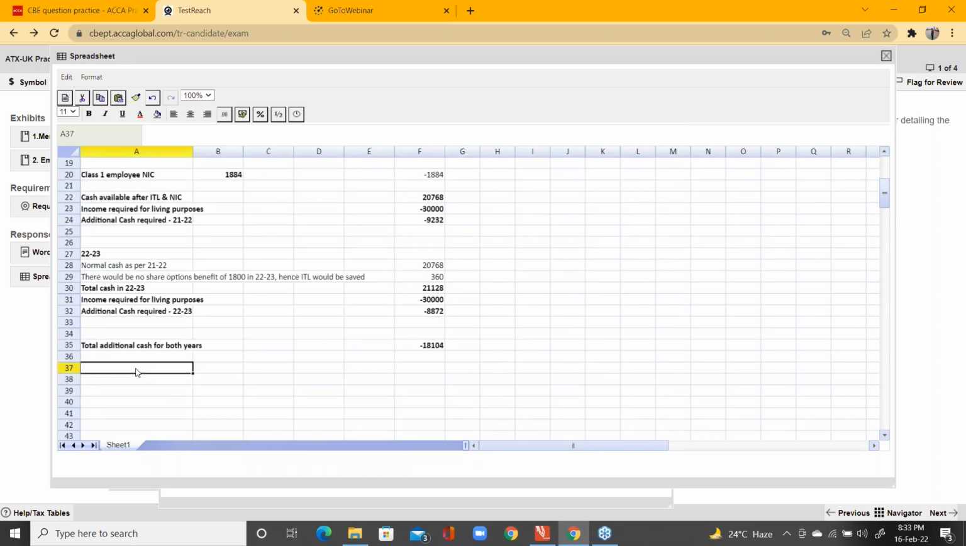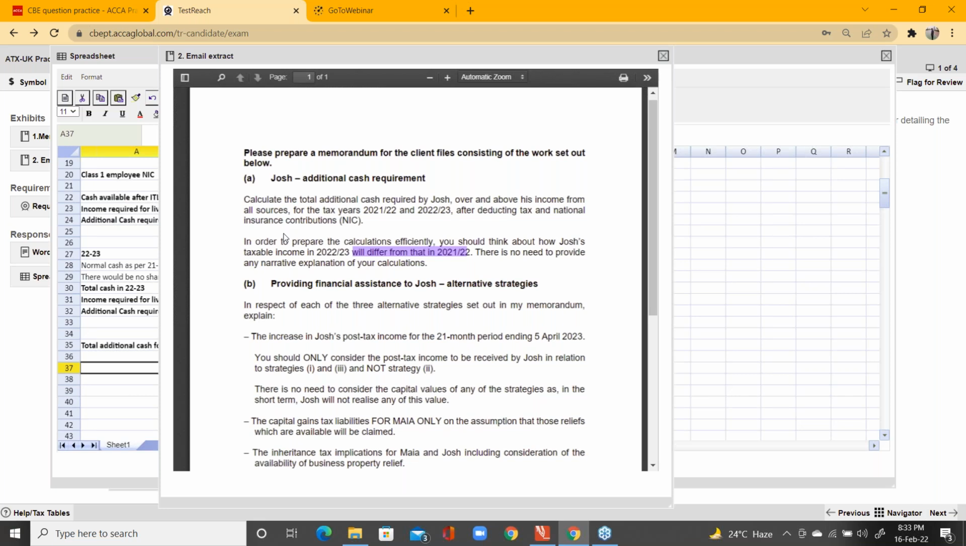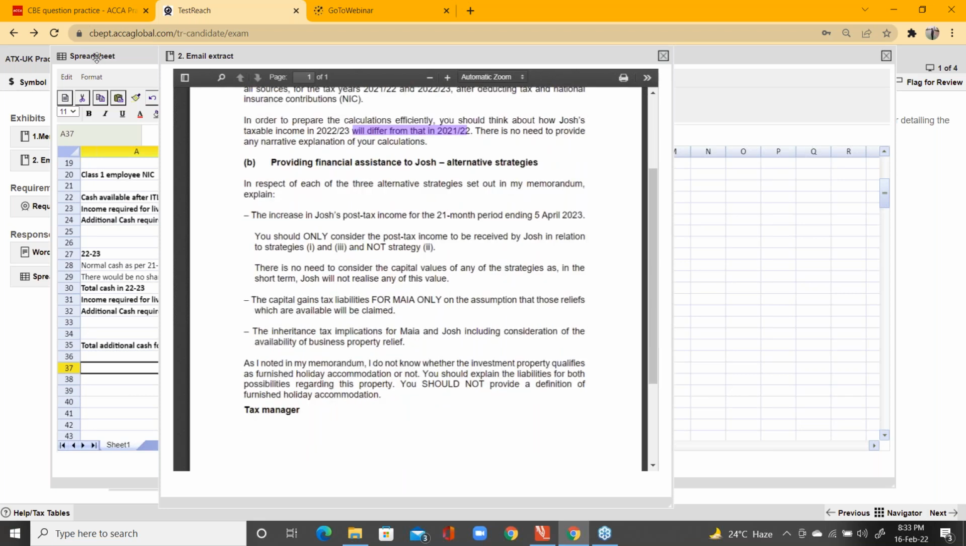So this is how we attempted part A of the question. Now let's move towards the other half of the question. What's in part B? I just opened the email extract from the manager. Read it very carefully.